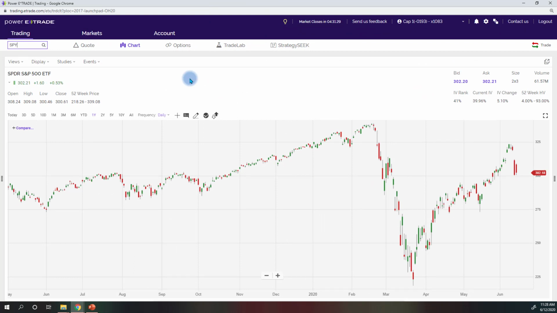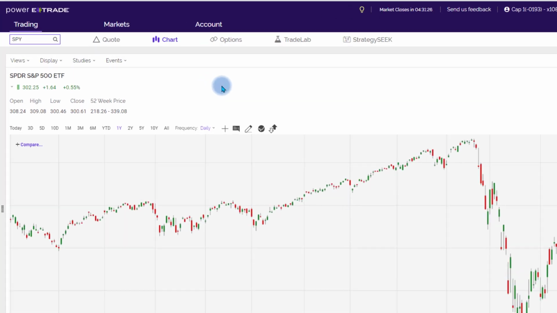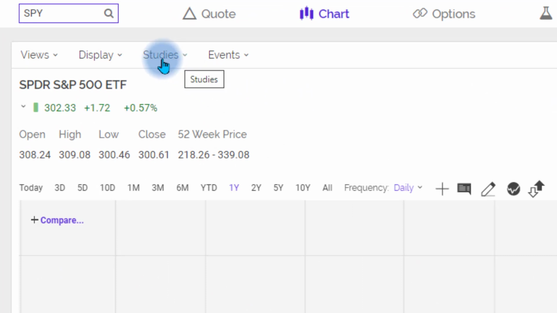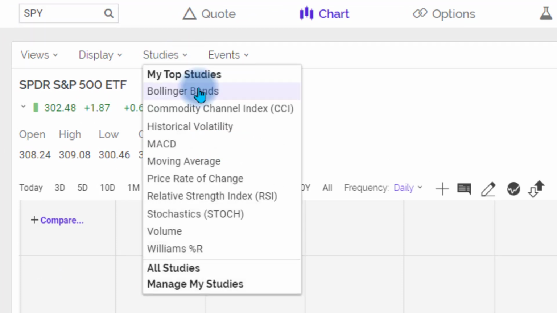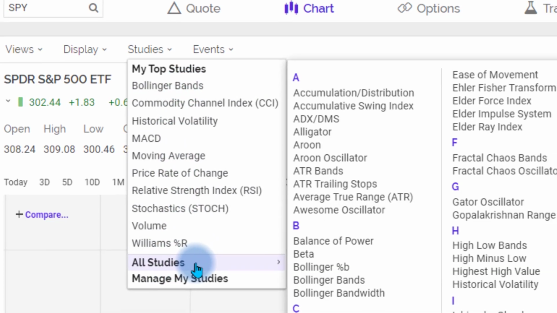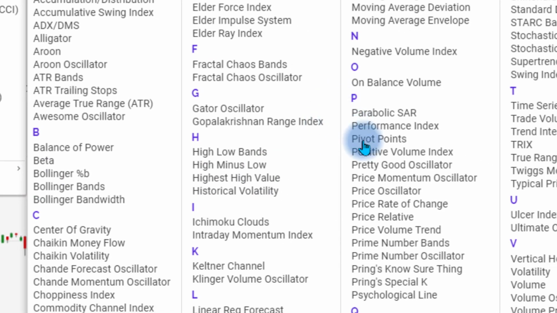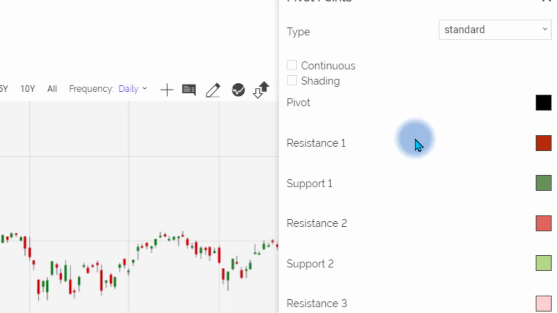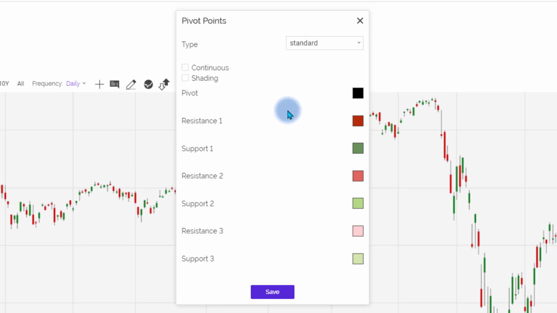So I've got the S&P 500, or the spiders, so I'll just leave them up there. But to find your pivot points, come up here to Studies, click there. And if you don't see it under your Recently Used, you'll need to go to All Studies. And then under P's over here is pivot points. Just click there. Now there are several types of pivot points. The one that I'm showing you here is what's probably called the standard, but there are also Fibonacci pivot points. It's the same idea, but they just kind of run off of a Fibonacci sequence. But I would typically stick with the standard.